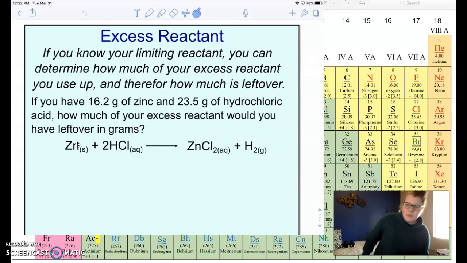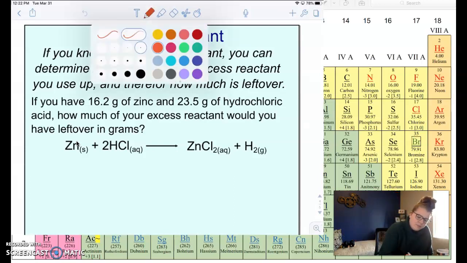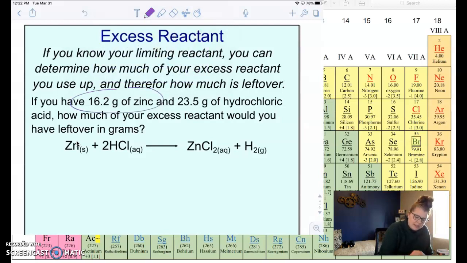Your limiting reactant limits how much you produce. But it also simultaneously decides how much of your excess reactant you're going to use up, because once you completely run out of limiting reactant, the reaction's over. Nothing else is getting used up from either end of things. So what we can do here is take our limiting reactant, zinc, and convert that to our excess reactant and figure out how much of that is actually going to get used up. Because we know not all of it's going to get used up. There will be some left over. So we can figure out how much would be.